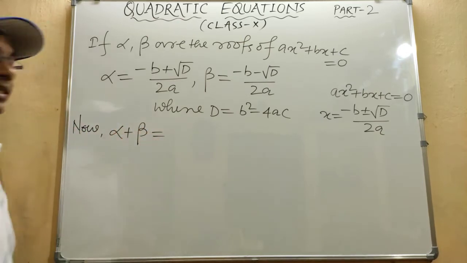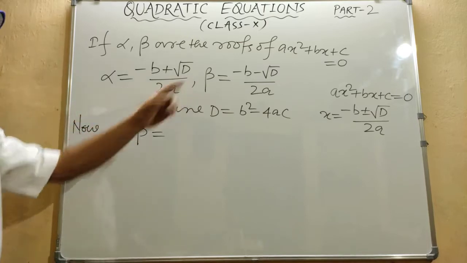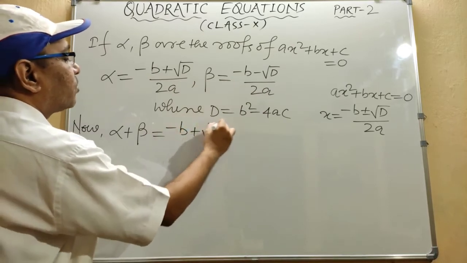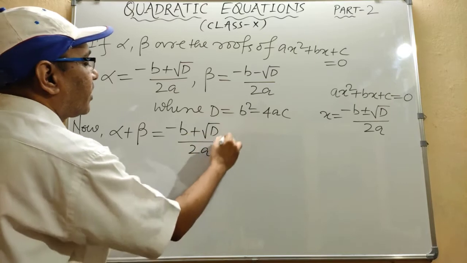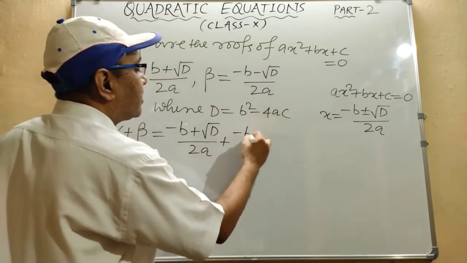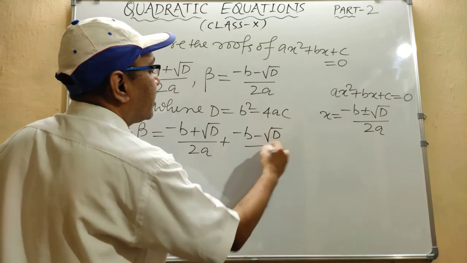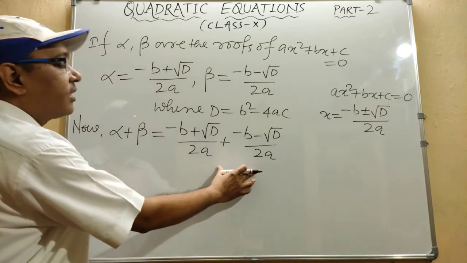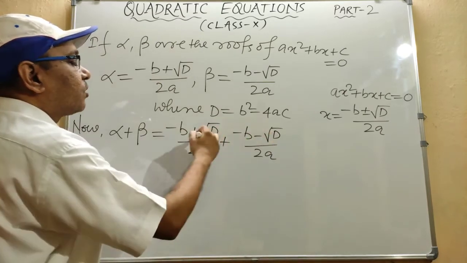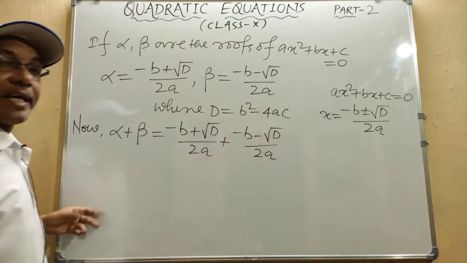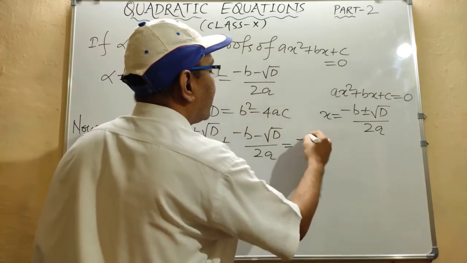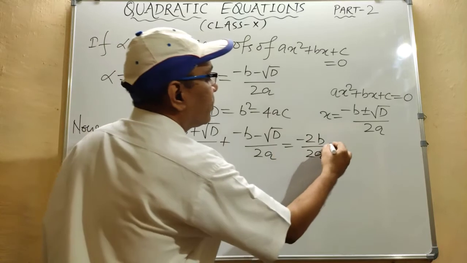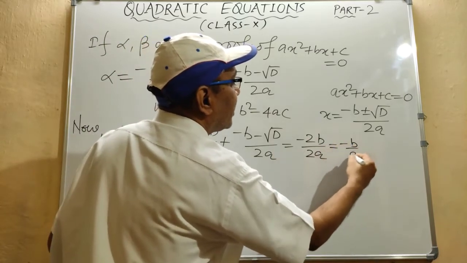By adding the roots, what is the sum of both roots? Let us add both. Alpha is minus b plus root d by 2a and beta is minus b minus root d by 2a. If you add, the LCM is 2a and in the numerator minus b plus minus b, root d and minus root d cancel, and you will get minus 2b by 2a. Then 2 cancels and you get minus b by a.